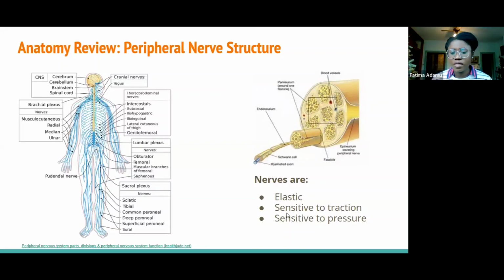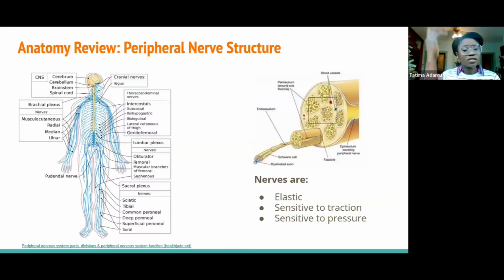Okay, nerves are very sensitive to traction. So if you were to stretch, for example, if somebody's arm were to get pulled, if somebody's arm is trapped under a piece of debris and they're trying to free themselves, that could traction the nerves of the brachial plexus, which come out through the neck.